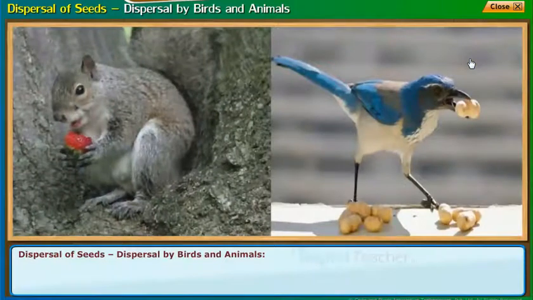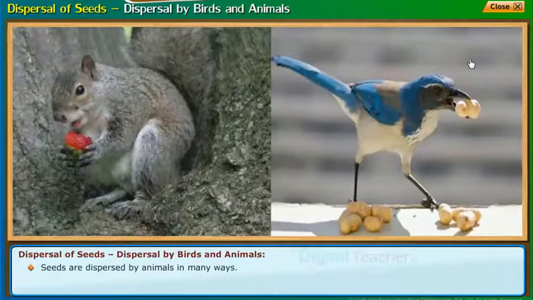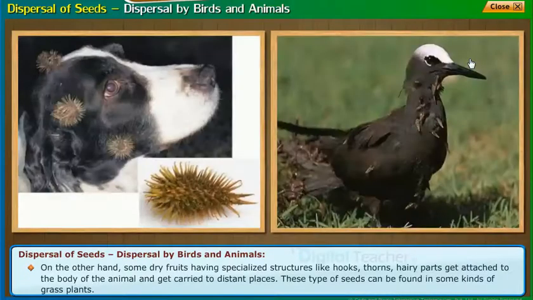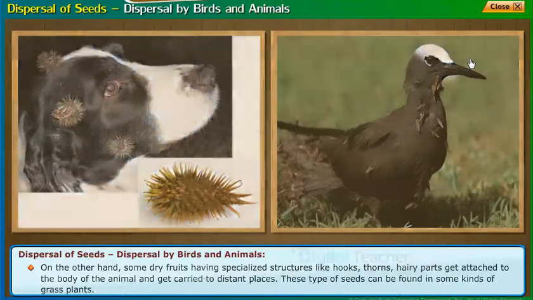Dispersal by birds and animals. Seeds are dispersed by animals in many ways. Some of the animals eat fleshy fruits from the plants and throw the seeds at different places unknowingly. On the other hand, some dry fruits, having specialized structures like hooks, thorns, and hairy parts, get attached to the body of the animal and get carried to distant places. These types of seeds can be found in some kinds of grass plants.